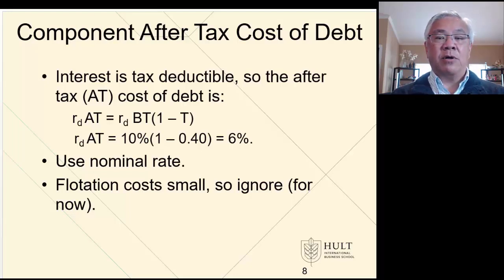At this point, we're going to assume that there's no flotation cost. By flotation, we mean the cost of paying for the bond. This would be paying the investment banker, all the costs of consultants and attorneys and accountants, filing fees, any other costs necessary to do the bond offering. We'll just assume they're small for now. Also, we're assuming a nominal rate. There's no compounding. We'll simply take the semi-annual rate and multiply it times 2.